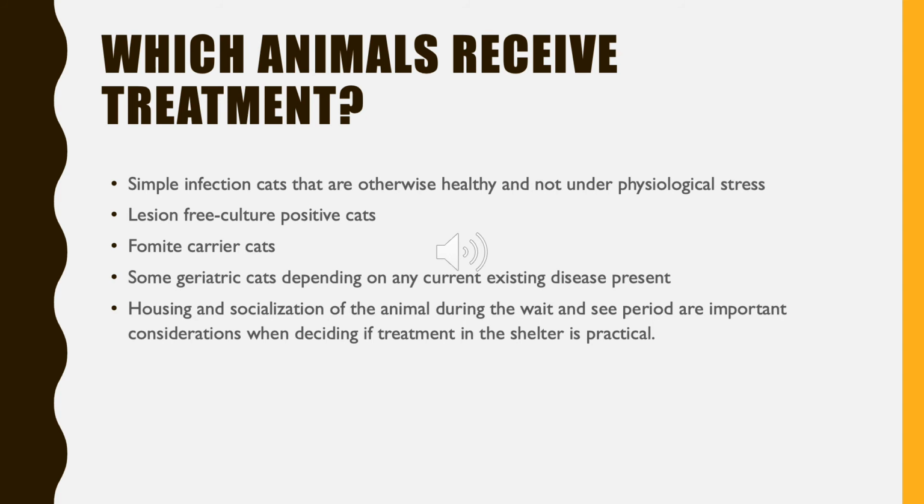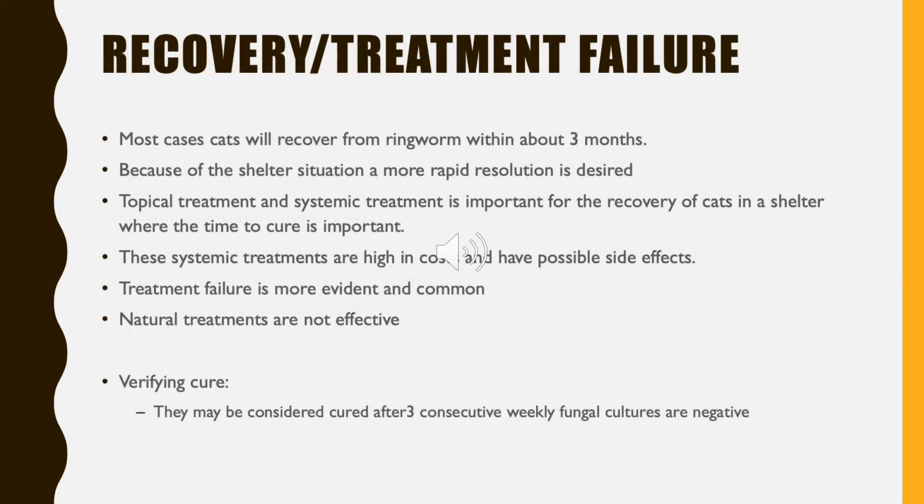A simple infection consists of confirmed infections in cats that are otherwise healthy. A complicated infection involves those cats that have long matted coats, other illnesses such as respiratory infections, or are otherwise immunocompromised. This group may not be treated. Most cats will recover within 3 months.